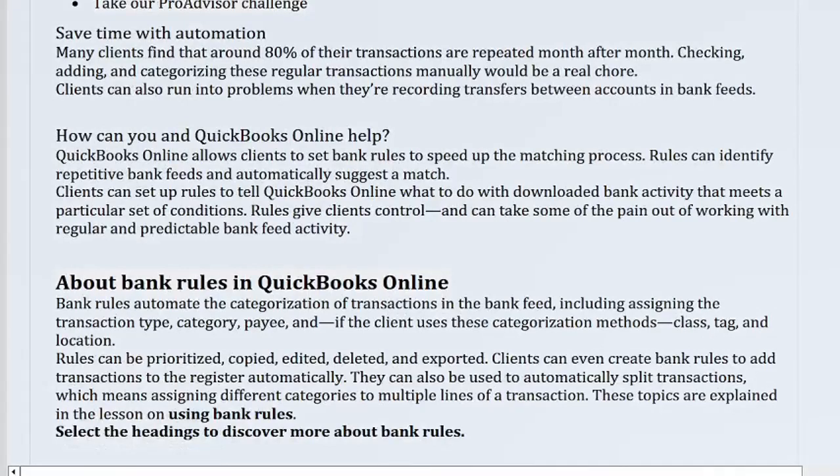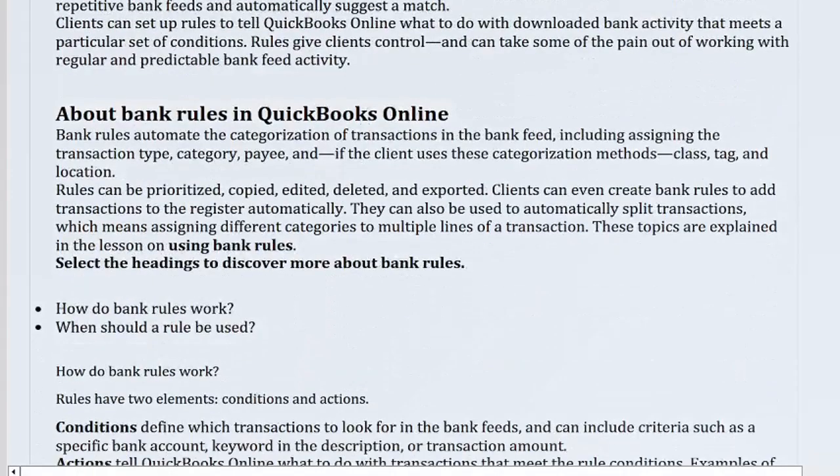QuickBooks Online allows clients to set bank rules to speed up the matching process. Rules can identify repetitive bank feeds and automatically suggest a match. Clients can set up rules to tell QuickBooks Online what to do with downloaded bank activity that meets a particular set of conditions. Rules give clients control and can take some of the pain out of working with regular and predictable bank feed activity.